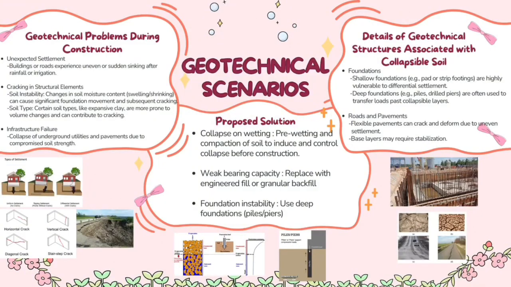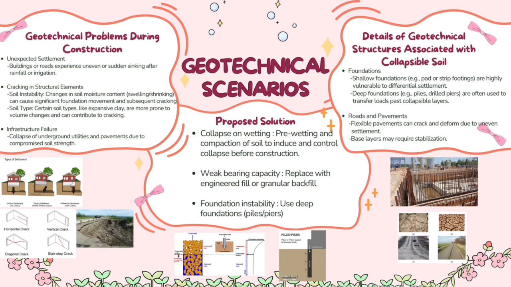Details of geotechnical structures associated with collapsible soil. First, we have foundations. We can use shallow foundations such as pad or strip footings, though they are highly vulnerable to differential settlement. And we can also use deep foundations such as piles, because they are often used to transfer loads past collapsible layers. The second one, we have roads and pavements. Flexible pavements can crack and deform due to uneven settlements. This layer may require stabilization.